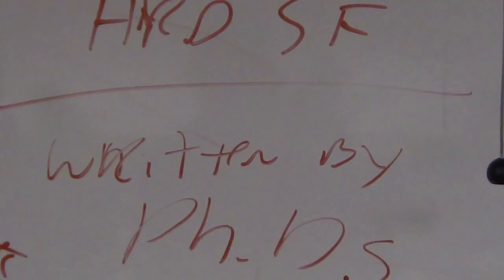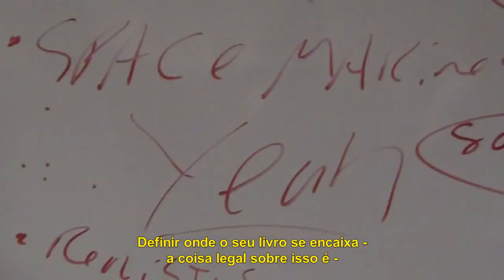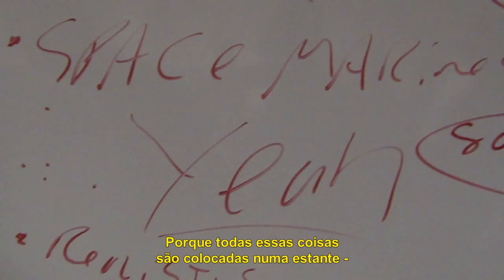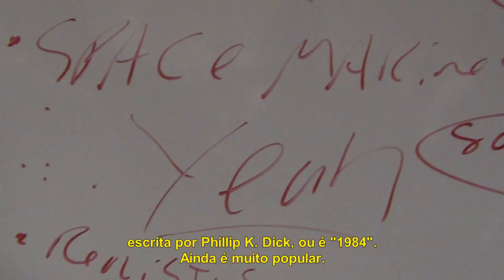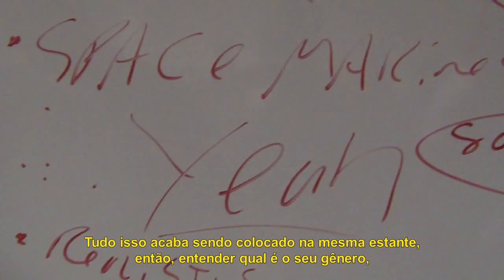Okay, so, defining where your book is. The nice thing about this is mostly it's for considering your audience, because all of these things get shelved. Oh, and dystopian. You know what dystopian is. In adult, it's like Philip K. Dick type stuff, or 1984. It's still very popular. And then we have little things like steampunk and cyberpunk. But really, everything gets shelved together. And so understanding what your genre is will help with who you're writing it for.